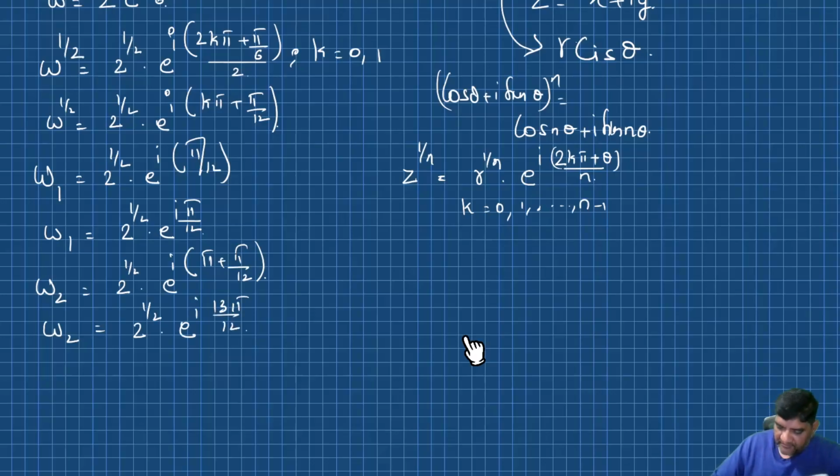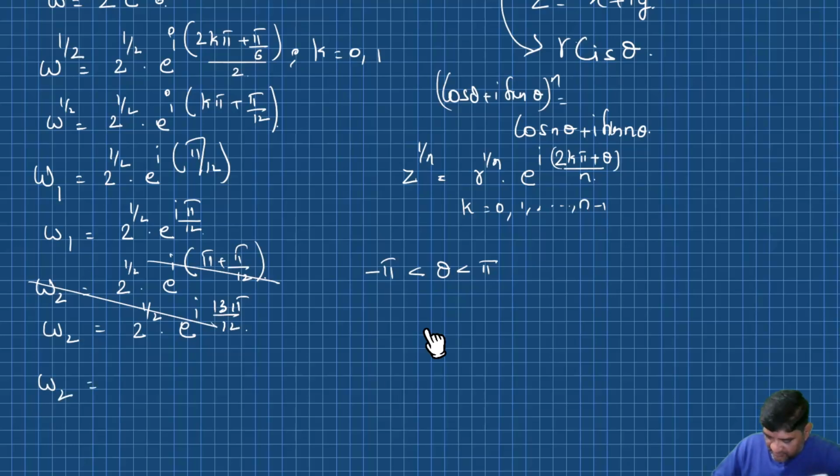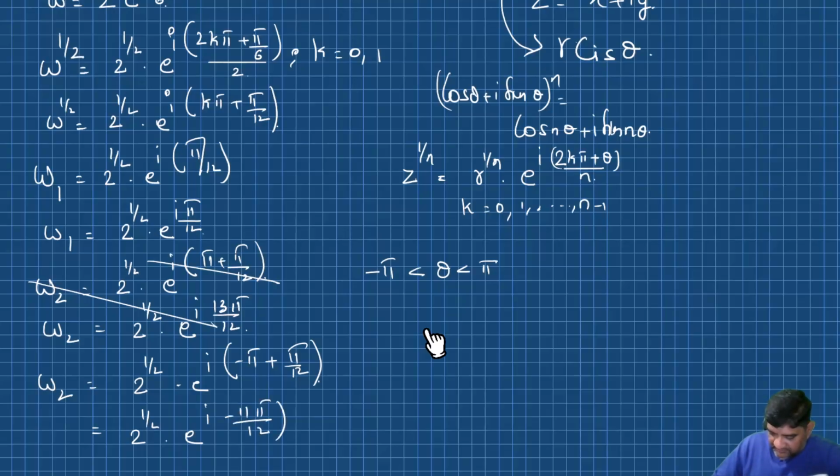However, he has clearly mentioned that theta has to be between 0 to pi, and therefore we cannot use this. What we're going to do instead is to omit this and take the next root, and then say w is going to be equal to 2 to the power 1 over 2 into e to the power of i (minus pi plus pi by 12). So this is 2 to the power 1 over 2 into e to the power of i minus 11 pi by 12. Minus 11 pi by 12. So that is your answer for part C.